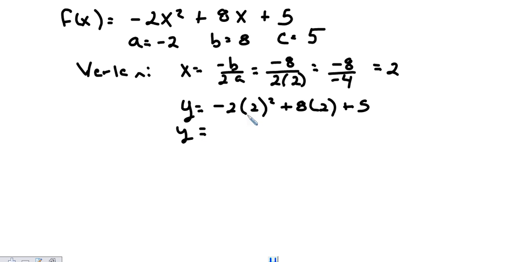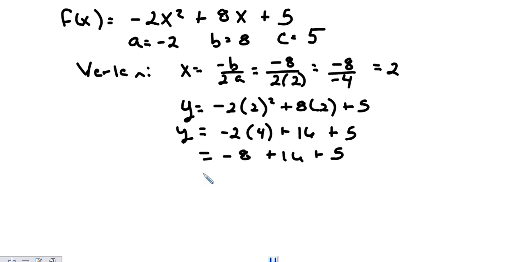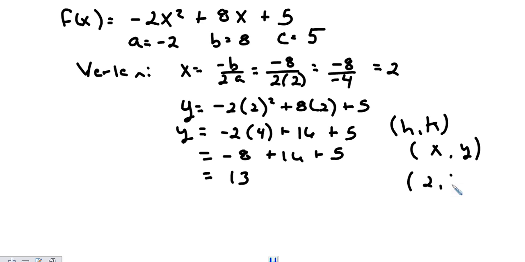So y is equal to, proper order of operations here, I need to do this squared first. So this negative 2 is still sitting out here in front. And 2 squared is 4. Plus 8 times 2 is 16. Plus 5. A little bit of arithmetic. Negative 2 times 4 is negative 8. Plus 16 plus 5. Add all that together, and y is equal to 13. So my vertex, my h, k, is the same thing as x, y, and in this case that means that it is 2, 13.